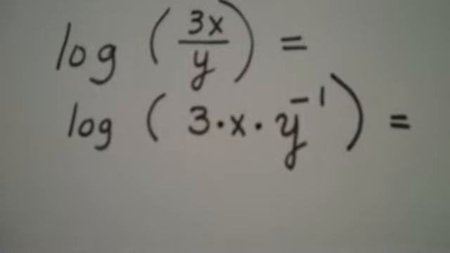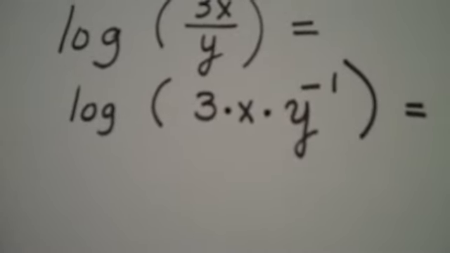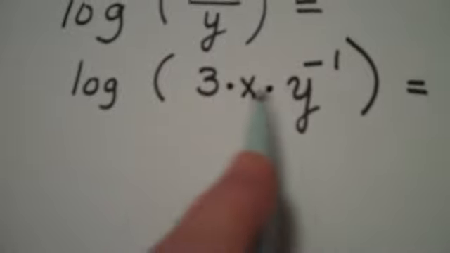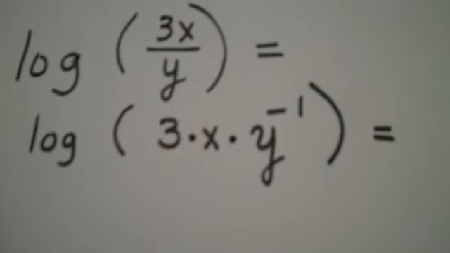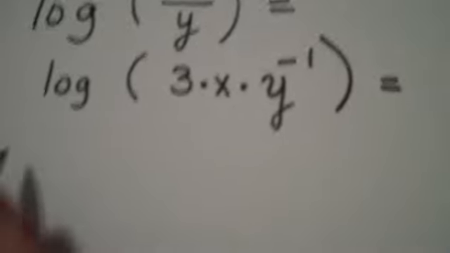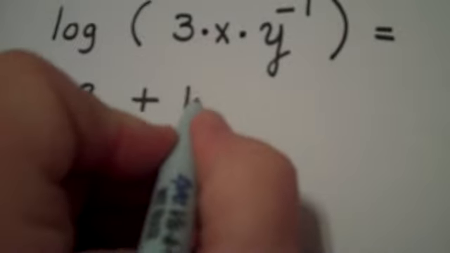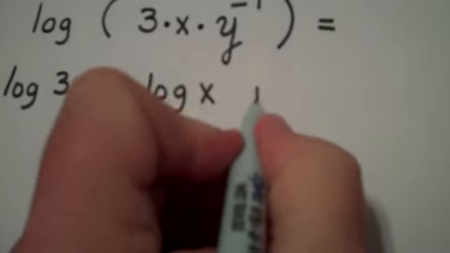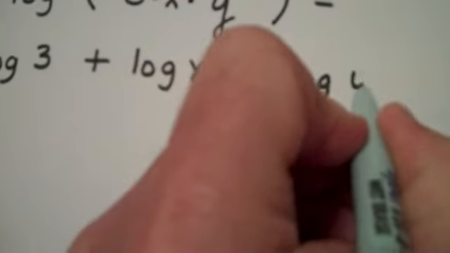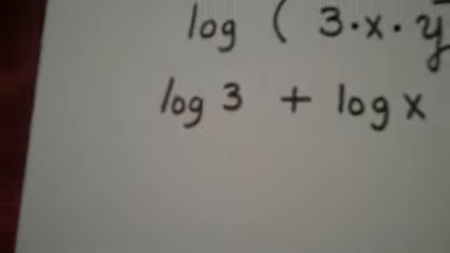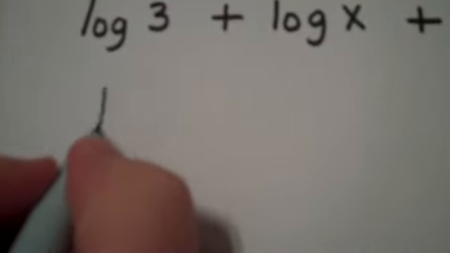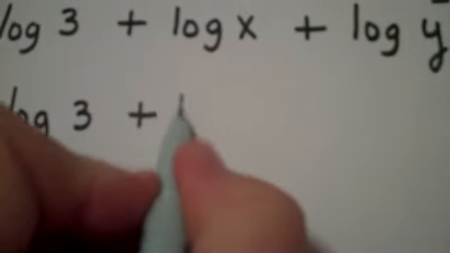And remember, the log rule called the product rule says when you're putting a product into a log function, it turns into a repeated addition problem. So this becomes the log of 3 plus the log of x plus the log of y to the negative first. Now, there's nothing else we can do with the log of 3, so we just write it. There's nothing else we can do with the log of x.